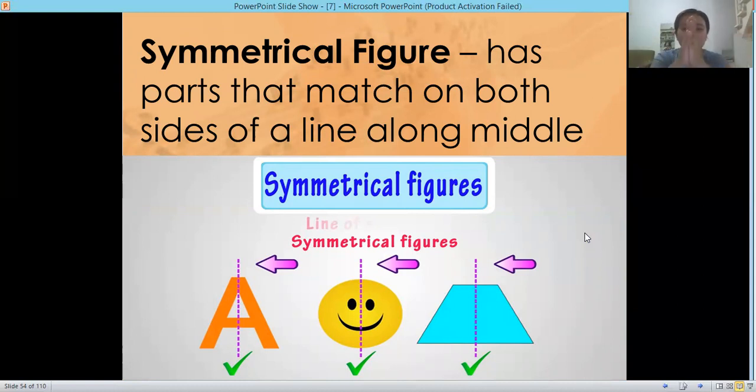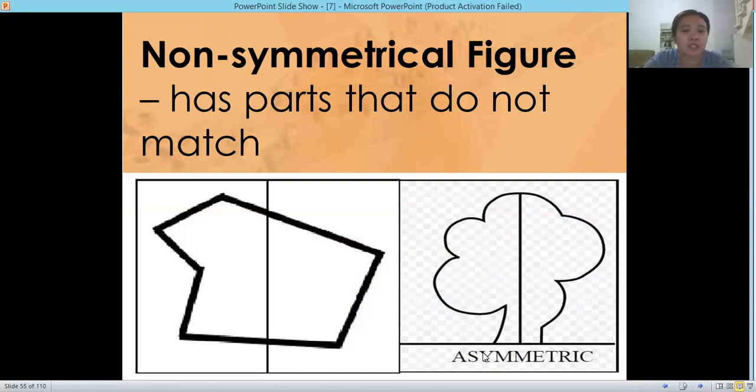Okay, kapag finold, kapag kinat, they have the same. Like this one, letter A, the smiley. Okay, they are symmetrical, and also this one. While a non-symmetrical figure has parts that do not match. Okay, if we cut it in the middle here, they did match.